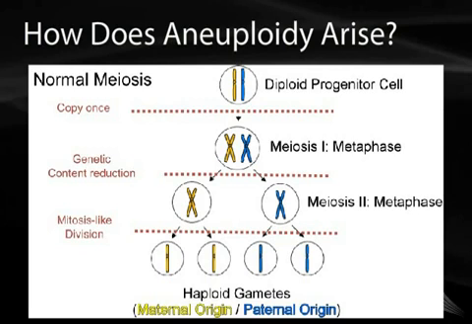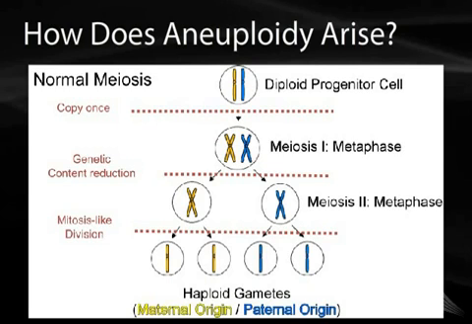Now, how does aneuploidy arise? Remember, going back to meiosis, we have this diploid progenitor cell. That diploid progenitor cell will replicate its chromosomes, right? So that we see there in that second step, each chromosome has two sister chromatids, so it's a homologous pair. Remember, during meiosis 1, the homologous pairs separate, right? So you get genetic content reduction right at that step. Now, during meiosis 2, we get separation of the sister chromatids in each of those daughter cells.